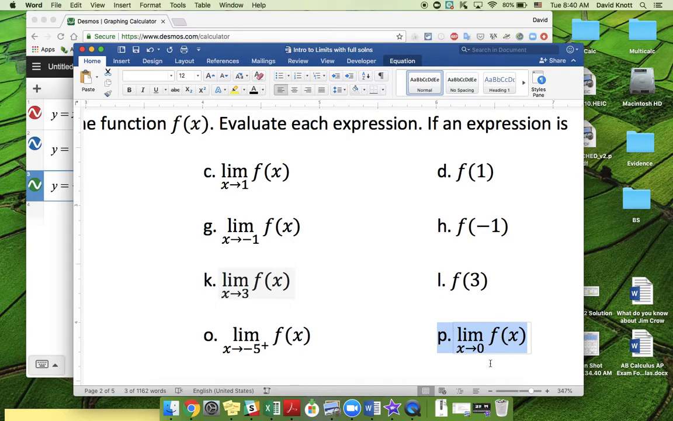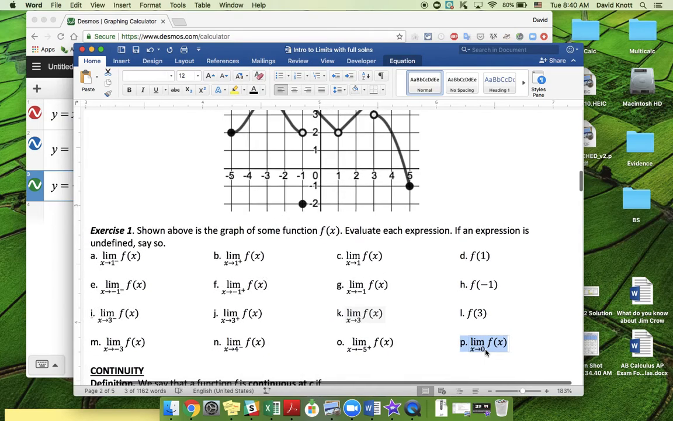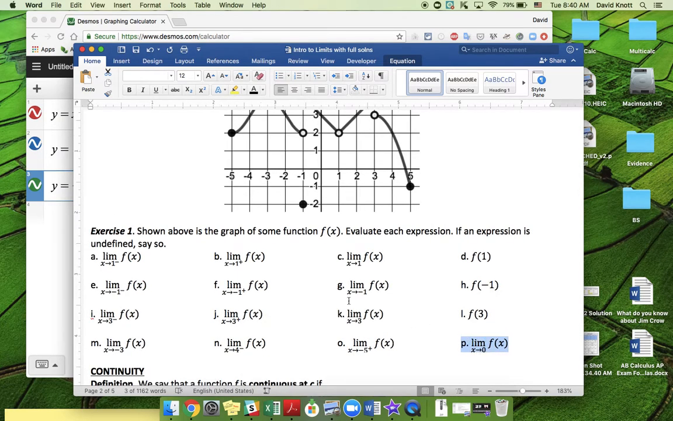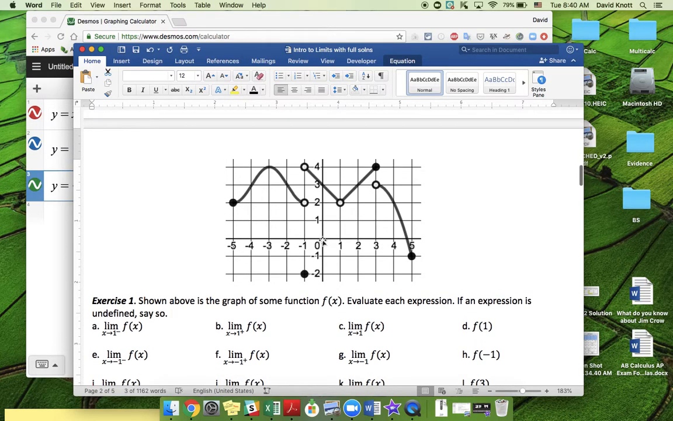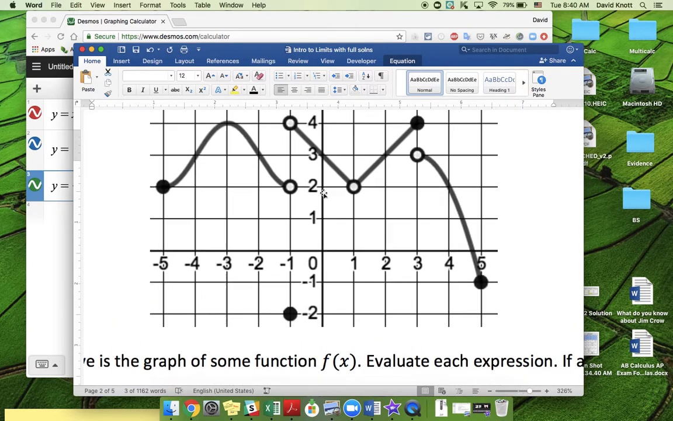So to determine whether this thing is even defined, we have to consider both the left and the right hand limits and ask, are they the same or not? So let's look at the graph and see what's happening near x equals 0. If I go over to the graph, 0 is right here. If I approach 0 from the left, then as that happens, the value of the function is approaching 3. Okay, so the left-hand limit is 3.